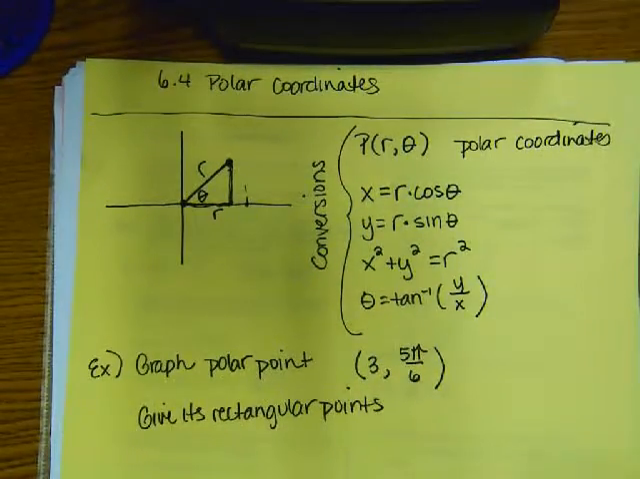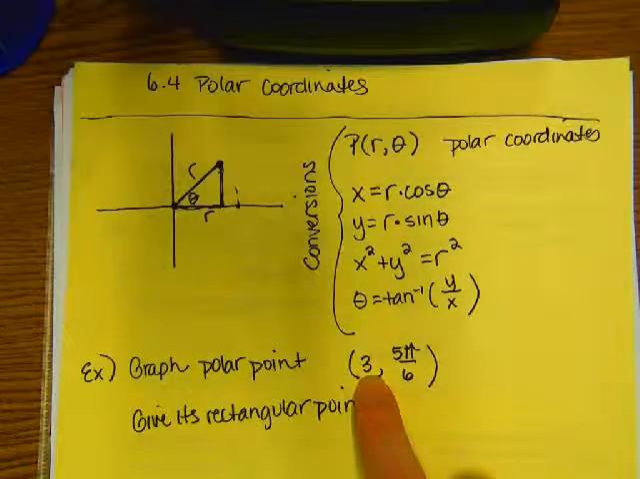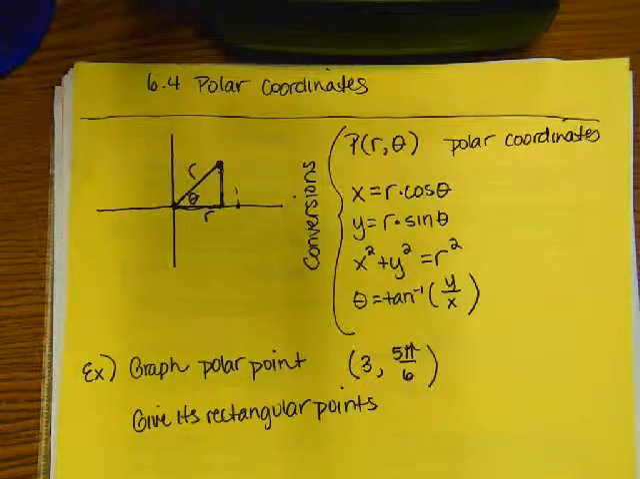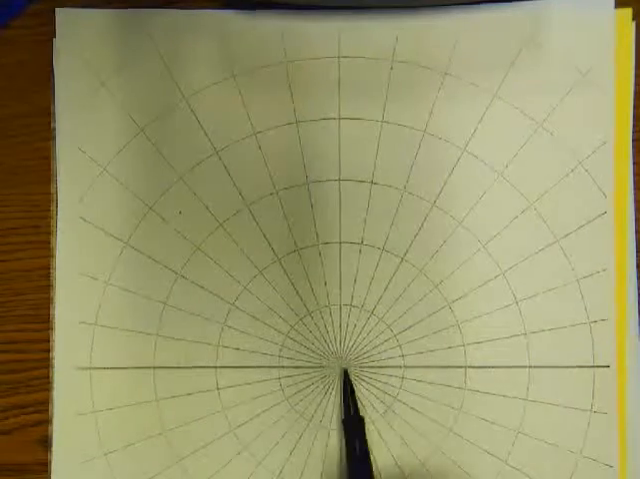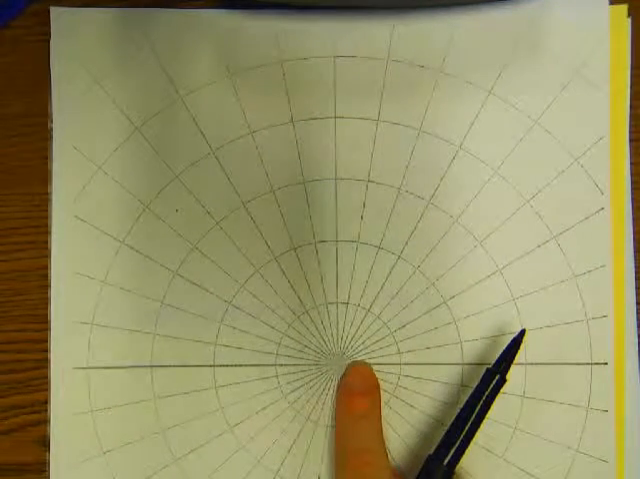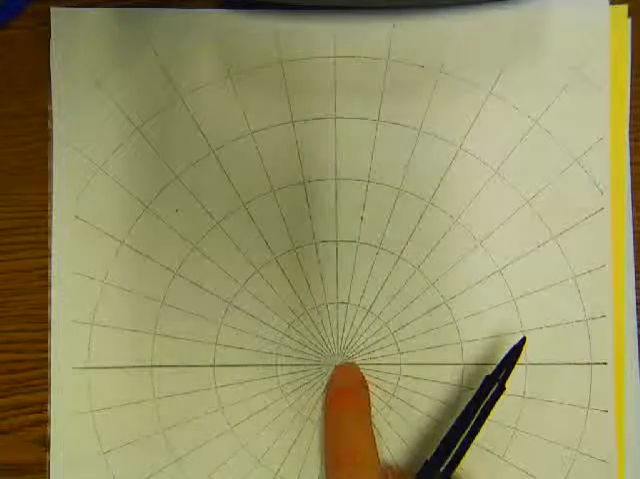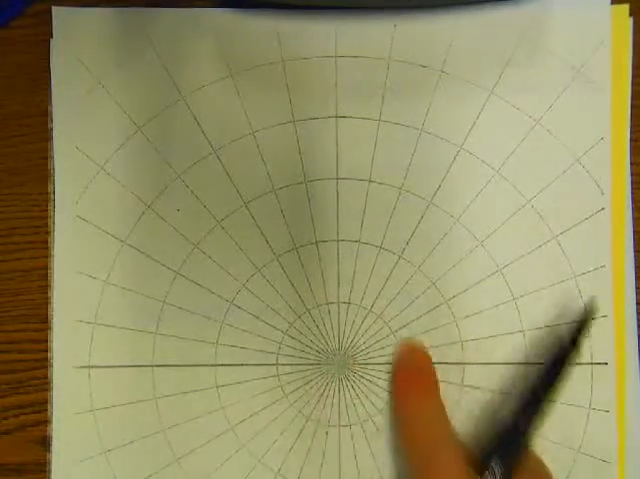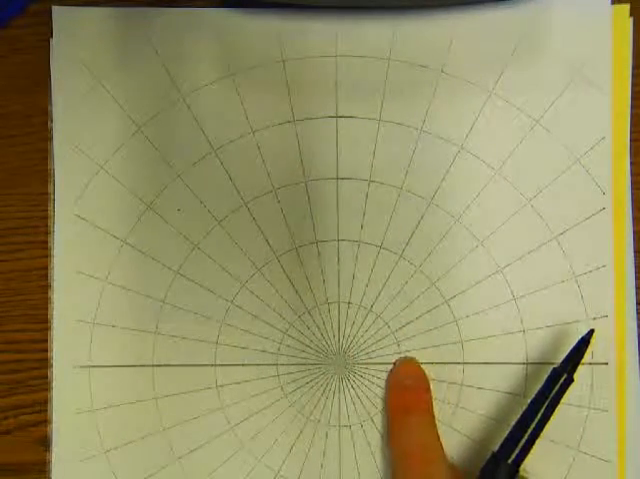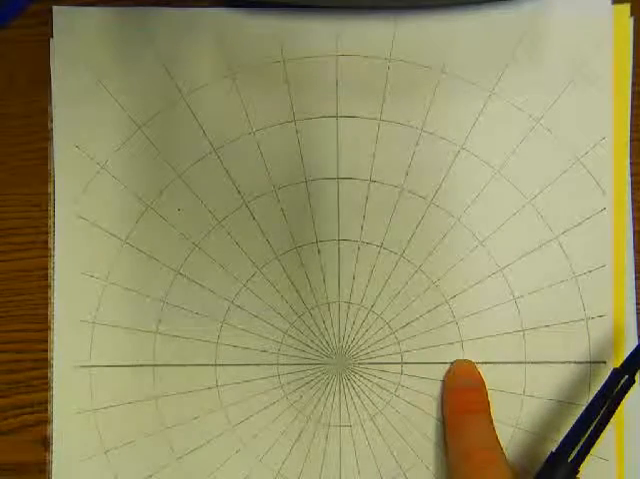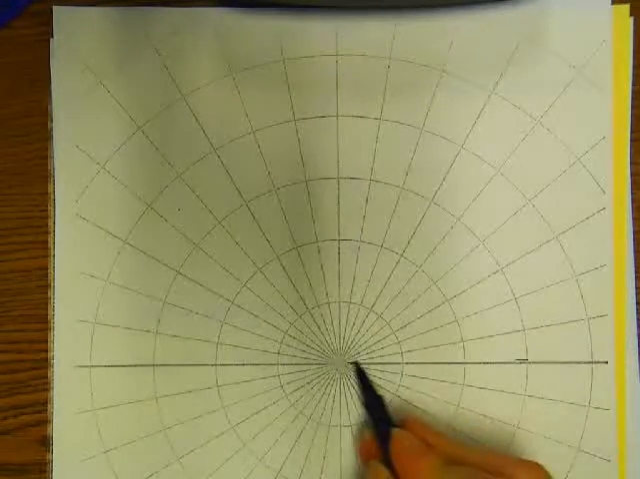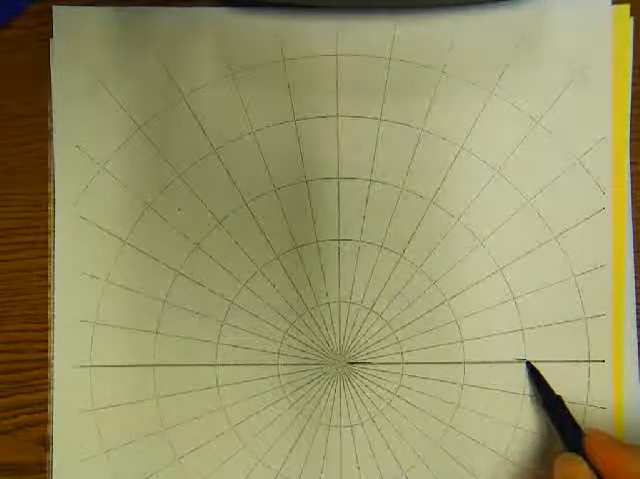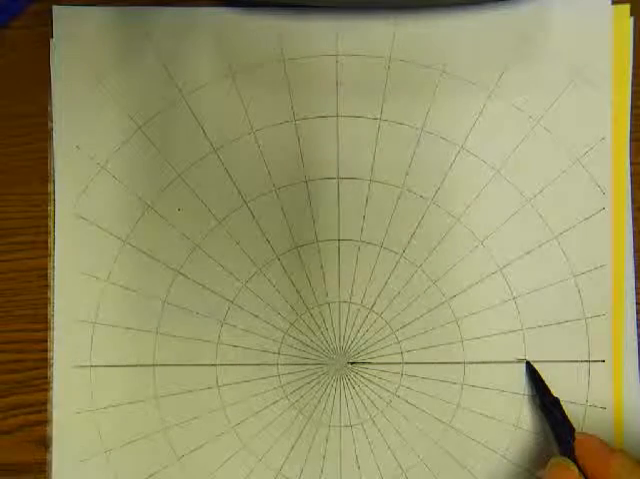Okay, so 3. If I have my polar paper out, it looks like this. So 3, this is a pretty big grid. 3 would mean this is 1. The first circle is 1 away. The second circle is 2 away. The third circle is 3 away. So an R value of 3 is that far away from the pole, or 0, 0.